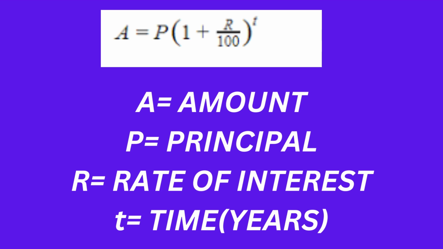In this video, I will show how to find out the formula A = P(1 + R/100)^T. This is an important formula used in solving the problems of compound interest, where A equals amount, P equals principal, R equals rate of interest per annum, and T equals time in years.